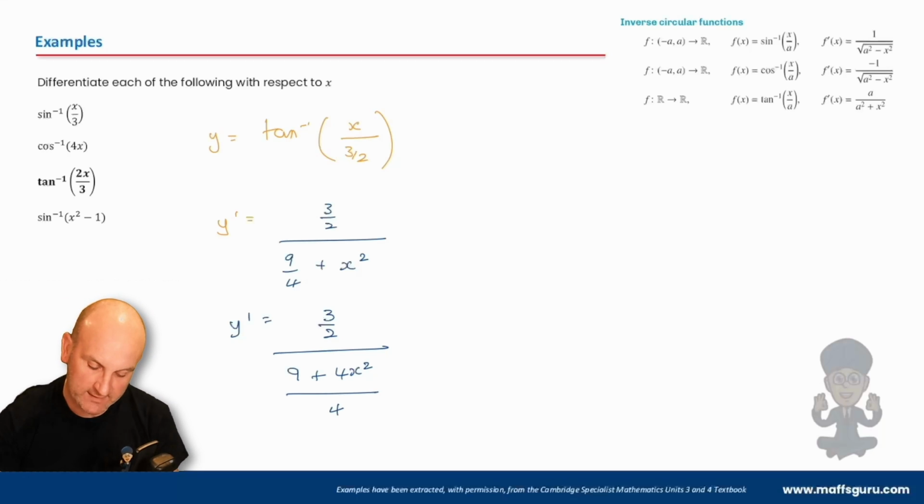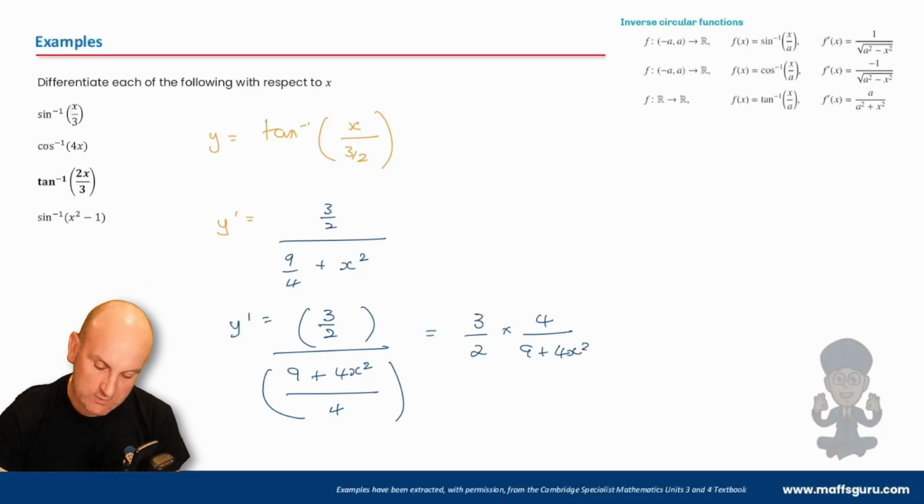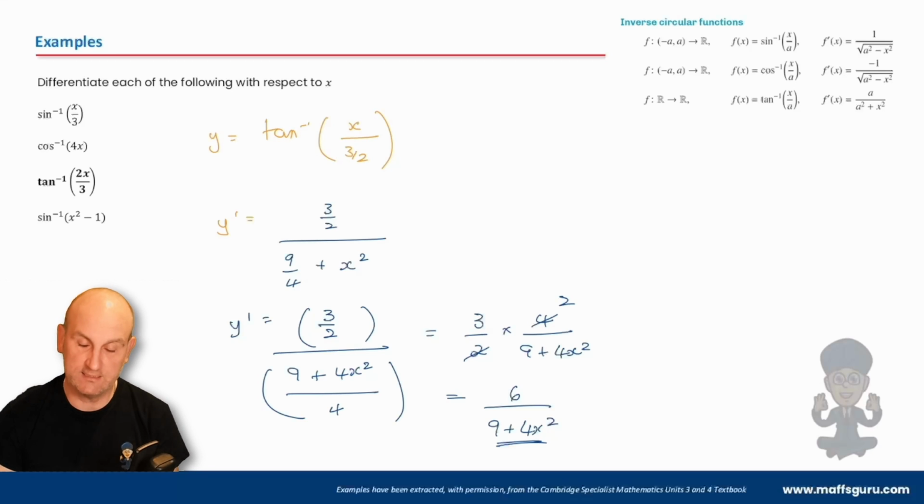Now, because we got a fraction divided by a fraction, I can do keep, change, flip. So that's now same as 3 on 2, and I'm going to multiply that by 4 on 9 plus 4x squared. 2's going to go there 2 times. 3 times 2 is 6 on 9 plus 4x squared. And believe it or not, again, correct answer. Now, again, I quite like that. That sort of worked.